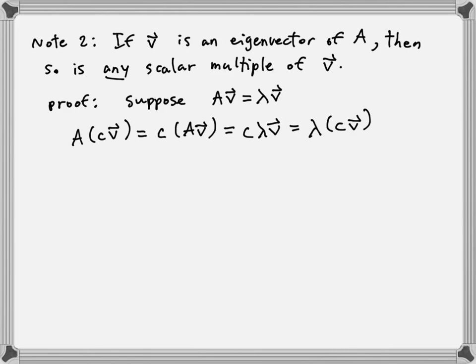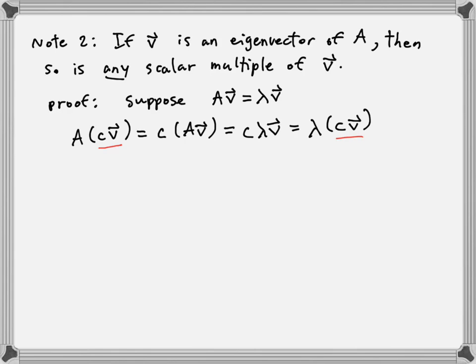So what did we just show? We showed that if you multiply any scalar multiple of the vector by A, you end up with lambda times that same vector. In other words, any eigenvector of A corresponds to an infinite number of eigenvectors. So we only care about one of them.